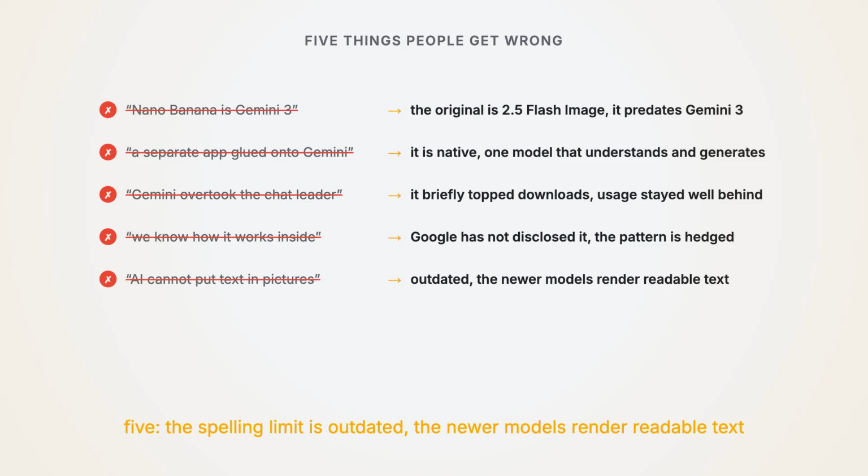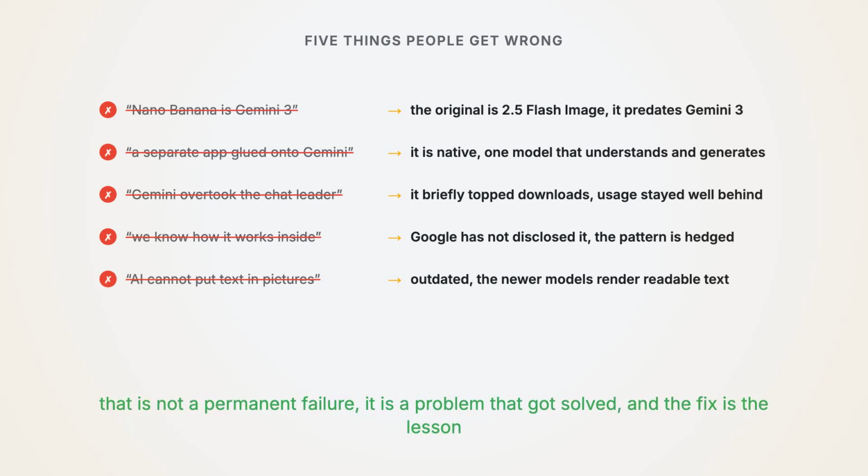5. AI cannot spell, it cannot put text in pictures. That is outdated. Early image models painted letter shapes without spelling words. The newer ones reason about the words first and render readable text in many languages. That is not a permanent failure. It is a problem that got solved, and the fix is the lesson.